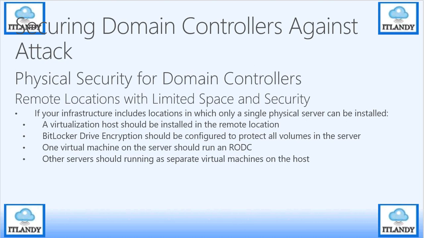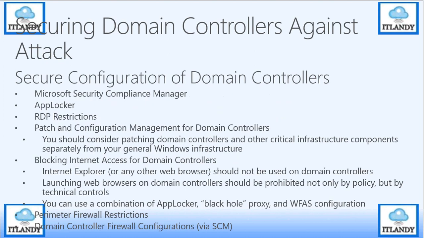And the last part of securing domain controllers: use Microsoft Security Compliance Manager, use AppLocker, do RDP restriction, and patch and configuration management of the domain controller. You should consider patching domain controllers and other critical infrastructure components separately from other machines, and block internet access to domain controllers. Internet Explorer or Microsoft Edge or whatever needs to be controlled. You can also use a combination of AppLocker, a black hole proxy, and WAF on the perimeter to restrict. And last thing is you can use domain controller firewall configuration.